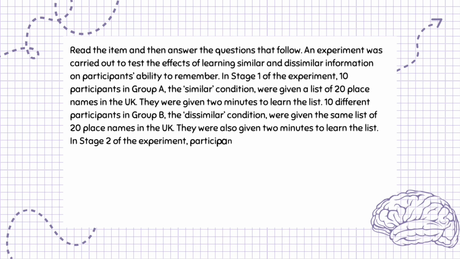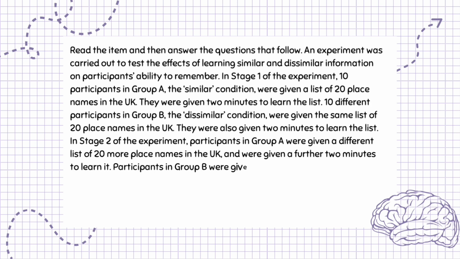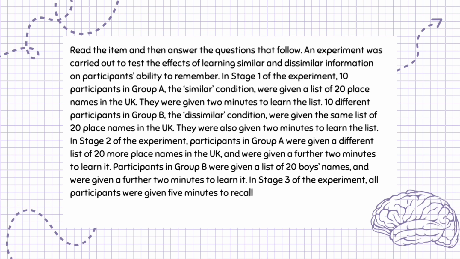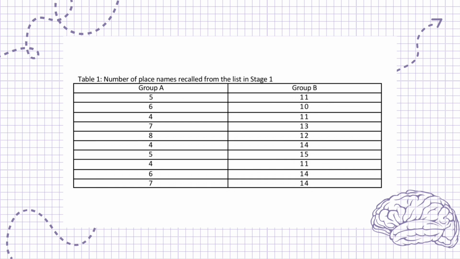10 different participants in Group B, the dissimilar condition, were given the same list of 20 place names in the UK. They were also given 2 minutes to learn the list. In stage 2 of the experiment, participants in Group A were given a different list of 20 more place names in the UK, and were given a further 2 minutes to learn it. Participants in Group B were given a list of 20 boys' names, and were given a further 2 minutes to learn it. In stage 3 of the experiment, all participants were given 5 minutes to recall as many of the 20 place names in the UK, from the list in stage 1, as they could. The raw data from the 2 groups is below. Table 1. Number of place names recalled from the list in Stage 1.